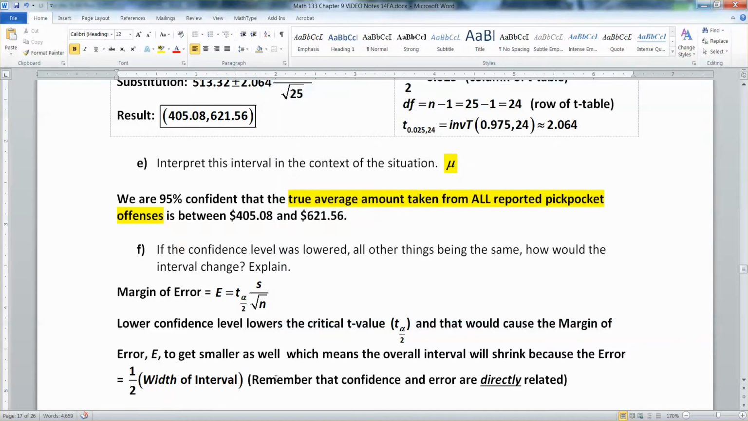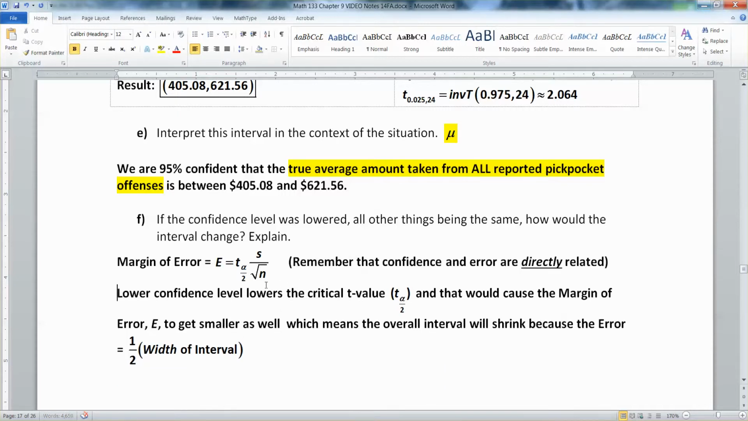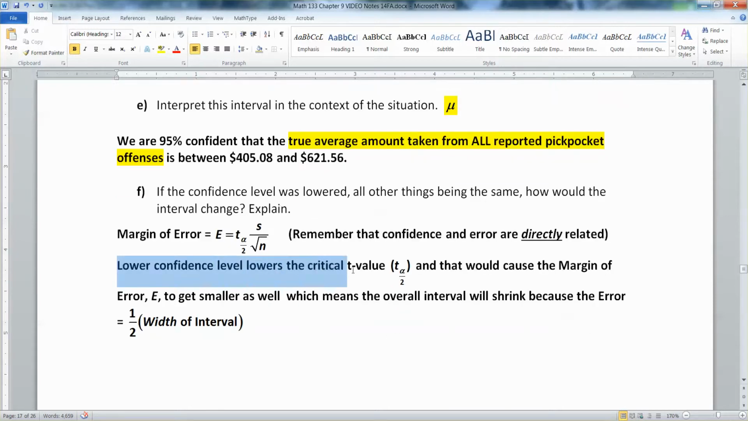right? So it's kind of drawing from what we learned back in section 9.1, that all of these things are interconnected. If you lower your confidence level, you lower your t-score. If you lower your t-score, you lower your margin of error. And where the margin of error goes, so goes the width of your interval.